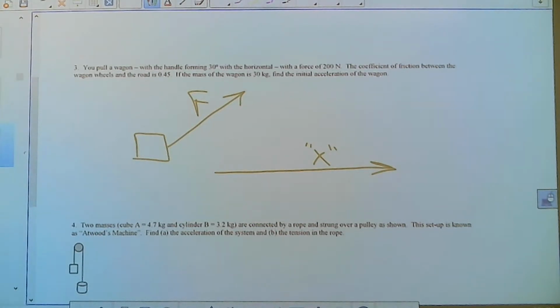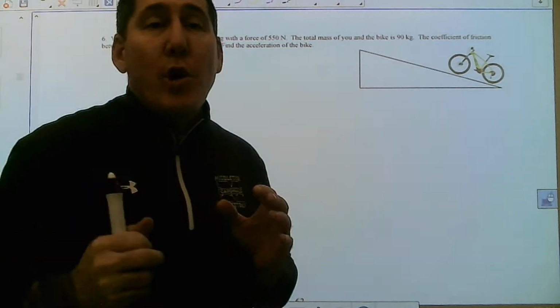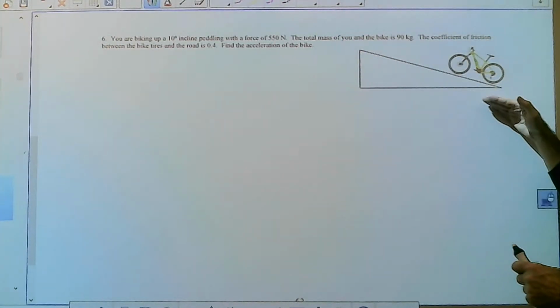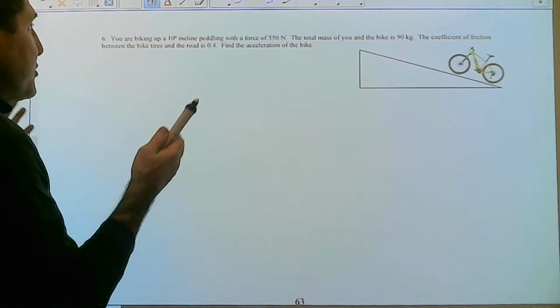What makes number 5 on page 63 more difficult is that I'm actually going at an angle. I'm not going in the horizontal or vertical direction. And that's an inclined plane problem like we're about to do. So we're biking up a hill.